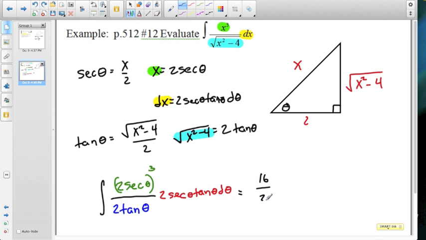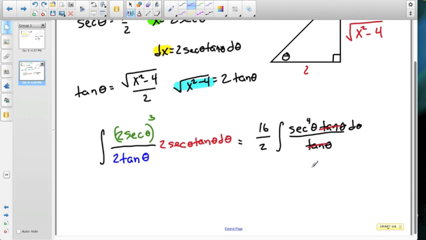We have 2 in the denominator, so I'll just leave that as 16 over 2 for this step. And then we have secant to the 4th theta, because we've got secant cubed times secant, and tan theta in the numerator. In the denominator, we have tan theta. When we go to simplify this, we can cross out a tan theta in the top and in the bottom. And we have 8 secant to the 4th theta d theta.